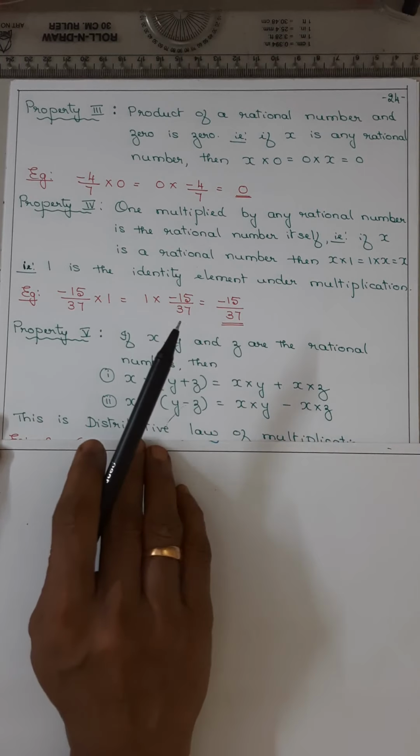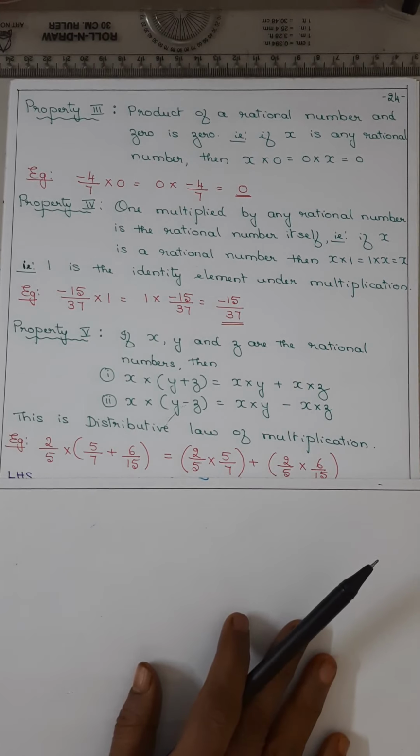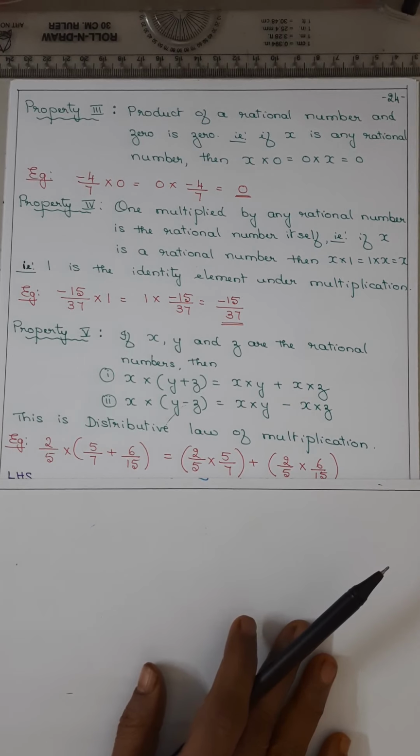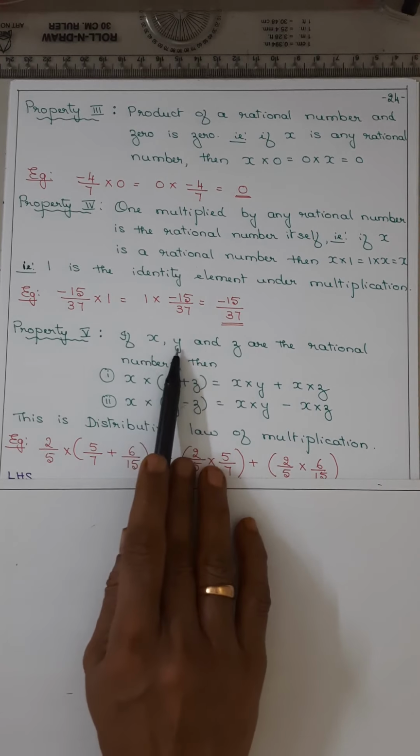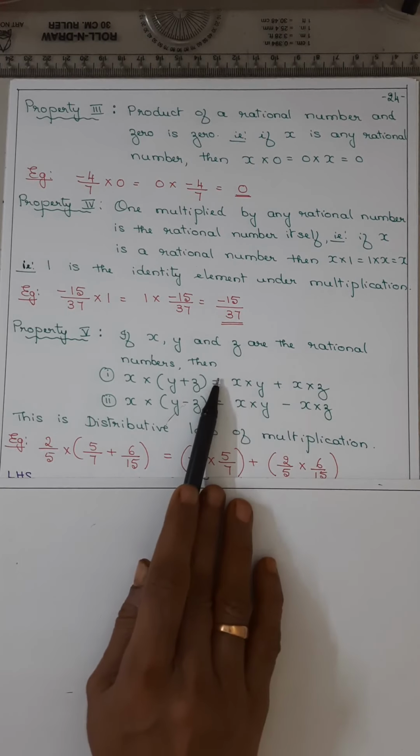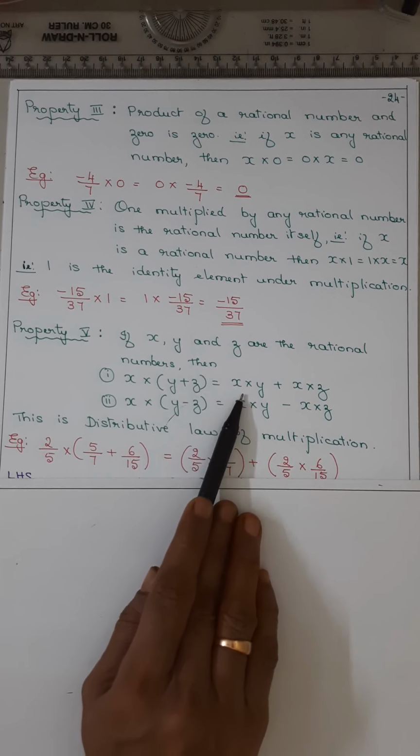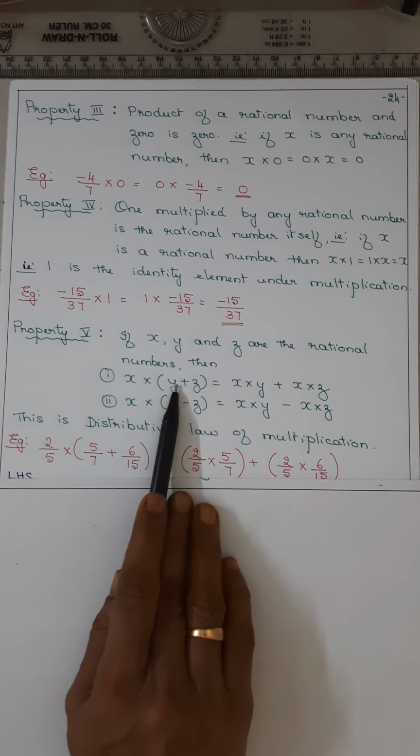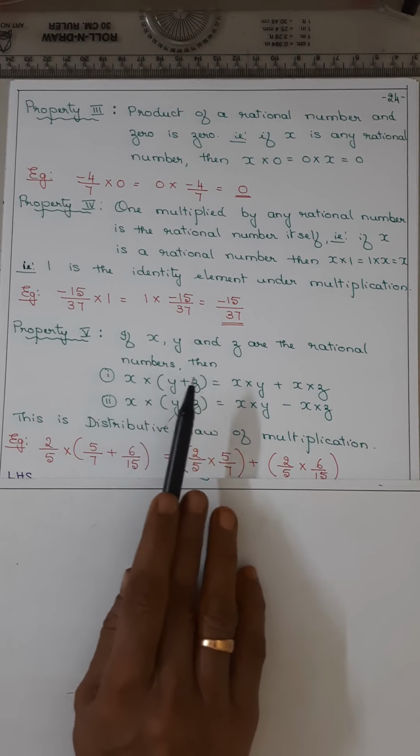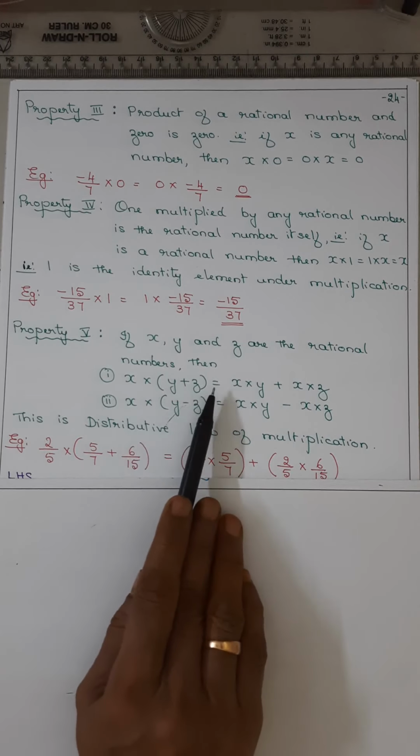Now coming to the last property, that is the distributive law. You have learned this for whole numbers, natural numbers and all, but it applies for rational numbers also. If x, y and z are three rational numbers, then x into (y plus z) is equal to x into y plus x into z. That means x is common for both y and z.